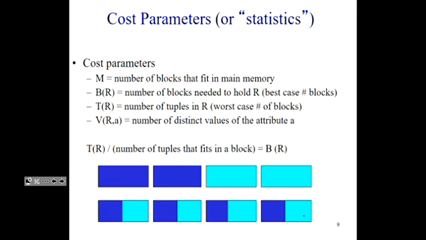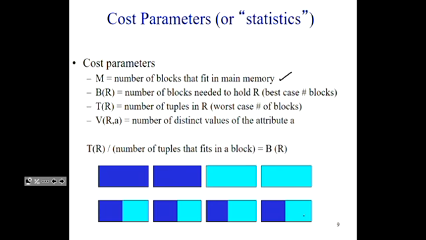So in order to reason about cost, we need certain parameters or statistics. The first parameter that is important for us is the number of blocks that fit in main memory. Why is this important? If you have a very large number of blocks that can fit in main memory, let's say a 1 terabyte main memory machine, then you're in great shape. A lot of databases can fit within that. So this is an important parameter.